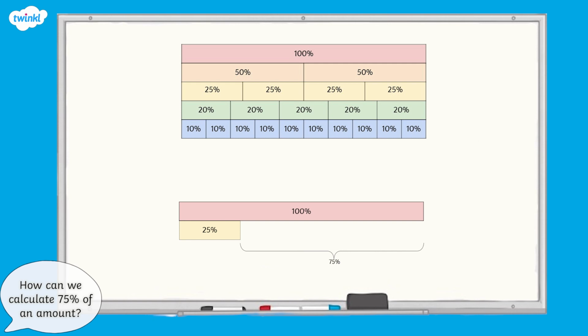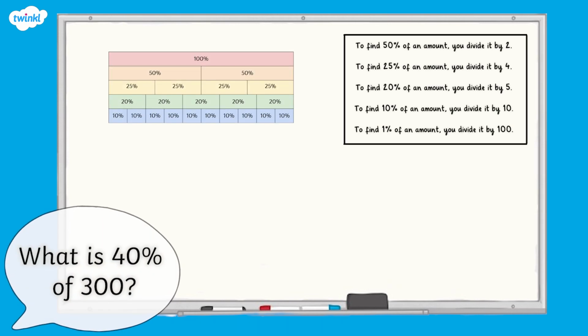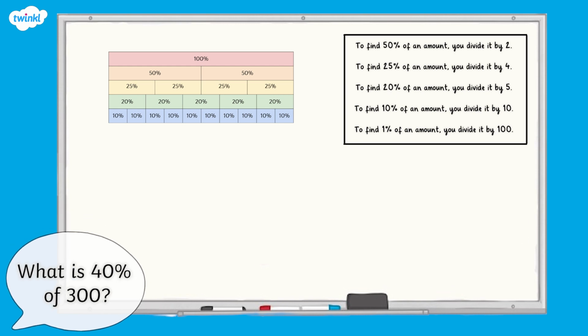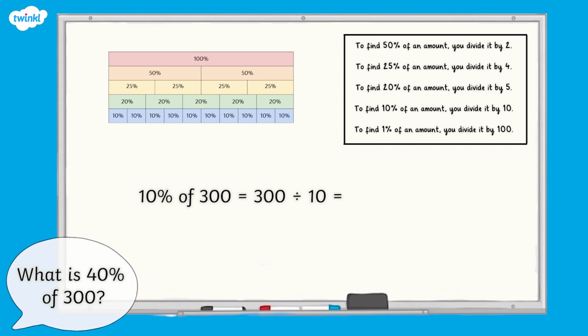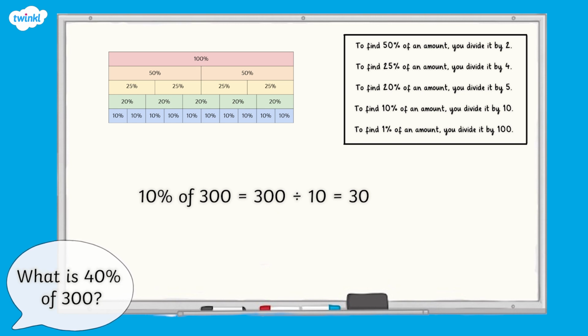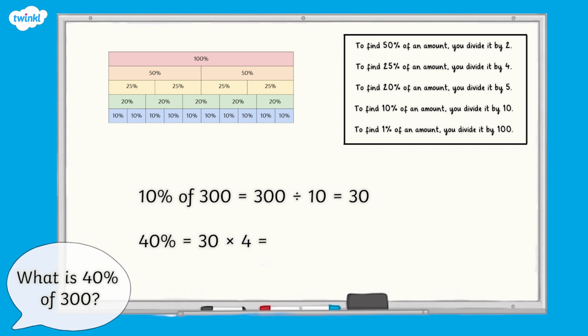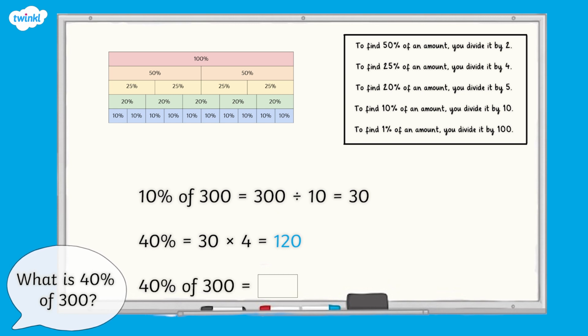Now let's use some of these strategies to calculate a percentage of an amount. What is 40% of 300? First, we can calculate 10% of 300. We find 10% by dividing by 10. 300 divided by 10 is 30, so 10% of 300 is 30. Now we have 10%, we can multiply it by 4 to find 40%. 30 multiplied by 4 is 120, so 40% of 300 is 120.